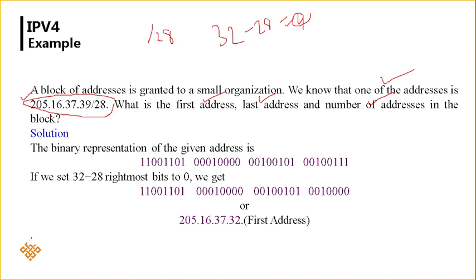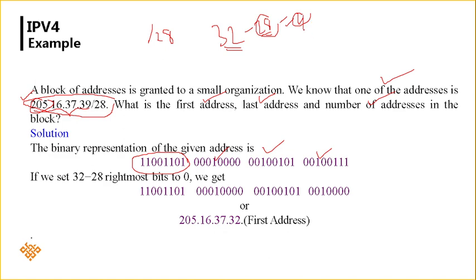First, what is the procedure? We need to convert this block, the IP address, into a binary number. Here I have given the binary representation of the given address. The 205 is represented in 8 bits, this is 16, this is 37, and this is 39. As we already know, there are 32 bits, 8, 8, 8, 8. Among these 32 bits, 28 bits are reserved for the network ID, so the remaining 4 bits are reserved for the host ID. So we have only 4 bits available. 2 power 4 is 16, the total number.